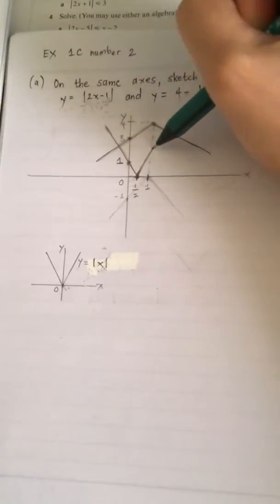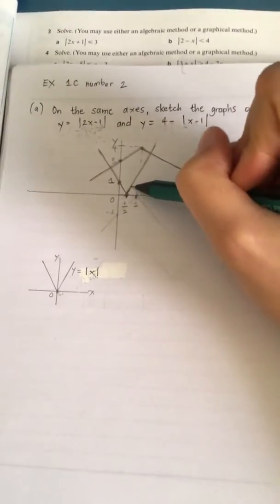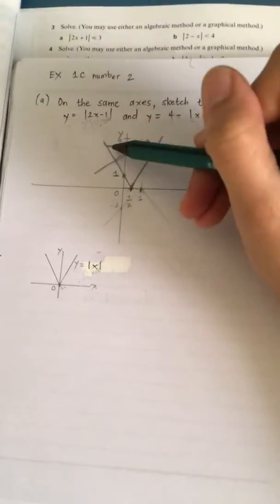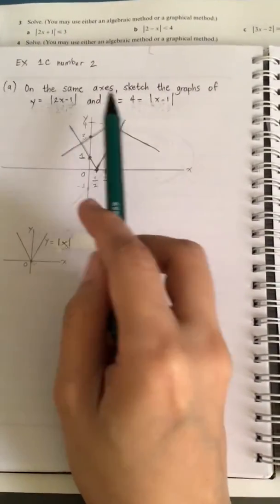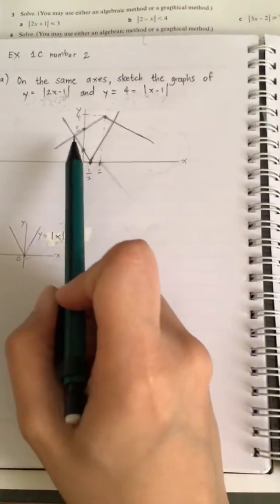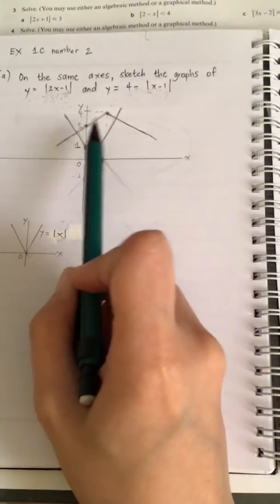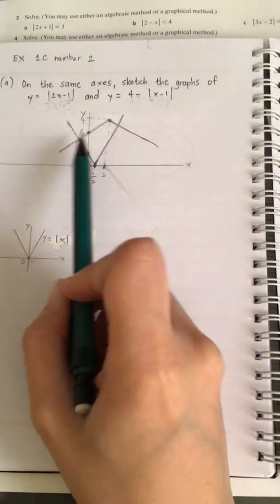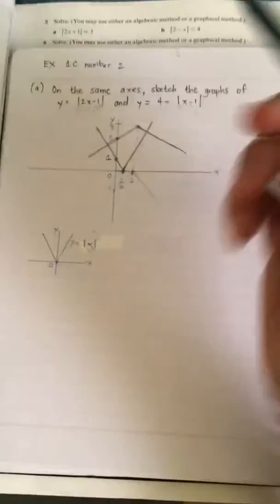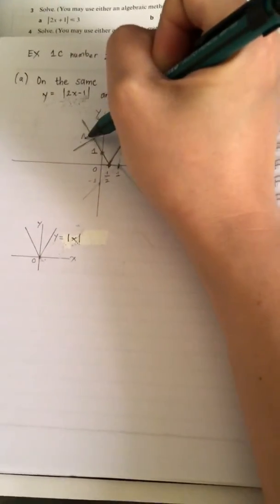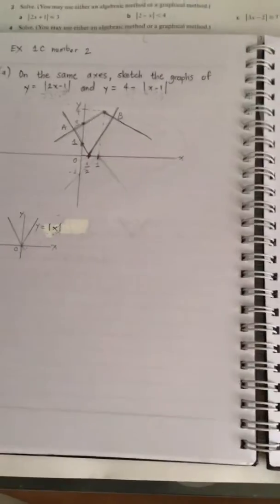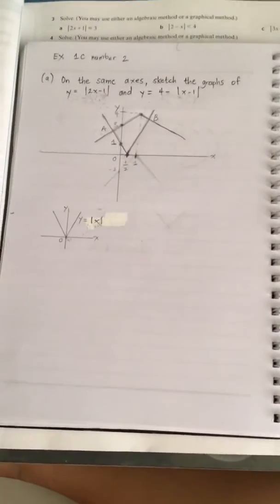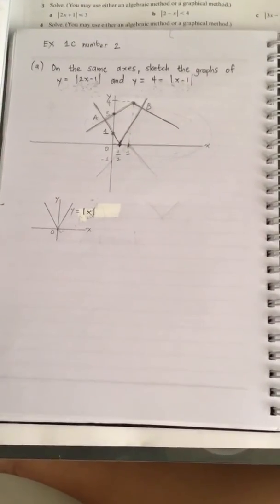So these are the two graphs. If you notice, since they are graphed on the same axis, we can see that they have intersection points, and there are 2 intersection points for them. Let's name the one on the left as point A and the one on the right as point B. So there you go. That's the graphs of these 2 absolute value functions.